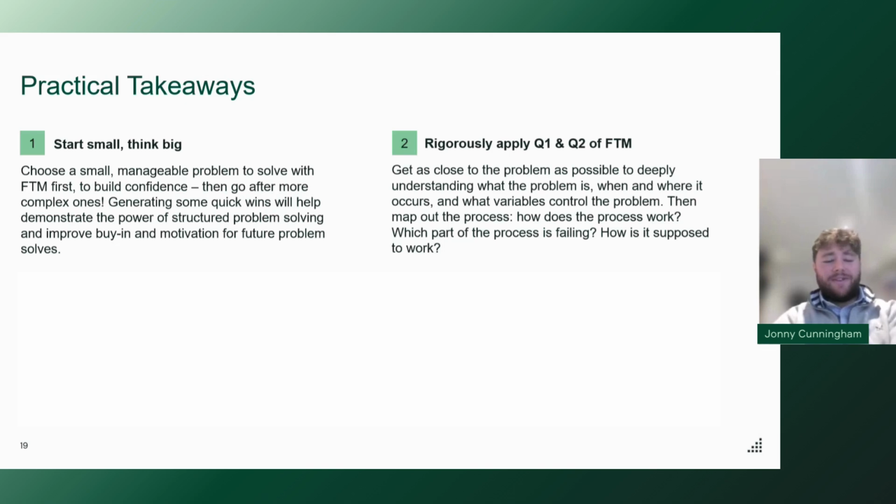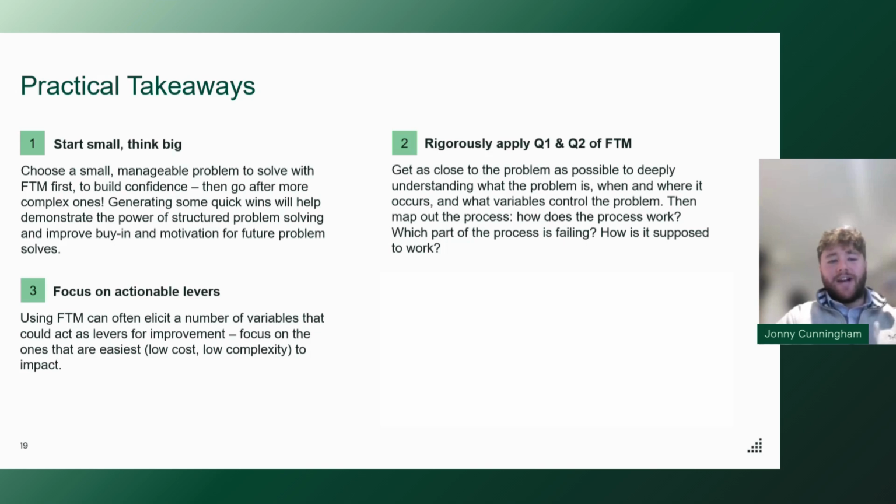The next thing, I hope you picked up from Jacob's piece at the start, was rigorously applying question 1 and 2 of FTM. What we often find with people trying to use FTM is that the fault tree model in question 3 can be the most attractive and an interesting thing to jump straight to. But it's really important to get as close to the problem as you possibly can in question 1 and 2 to build up that foundation for a good fault tree later on. Again, thinking, how does this process work? Which part of the process is failing and how is it supposed to work?